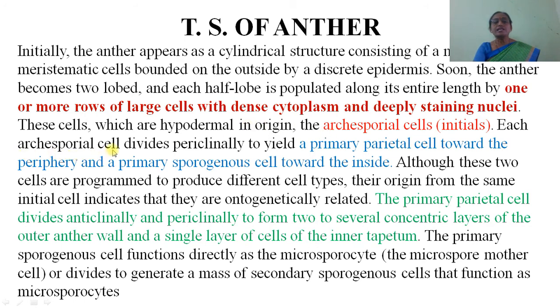Each archesporial cell divides periclinally to yield a primary parietal cell towards the periphery and a primary sporogenous cell towards the inside. Although these 2 cells are destined to produce different cell types, their origin from the same cell initial indicates that they are ontogenetically related. The primary parietal cells divide anticlinally and periclinally to form 2 to several concentric layers of outer anther wall and a single layer of cells which is the inner tapetum.